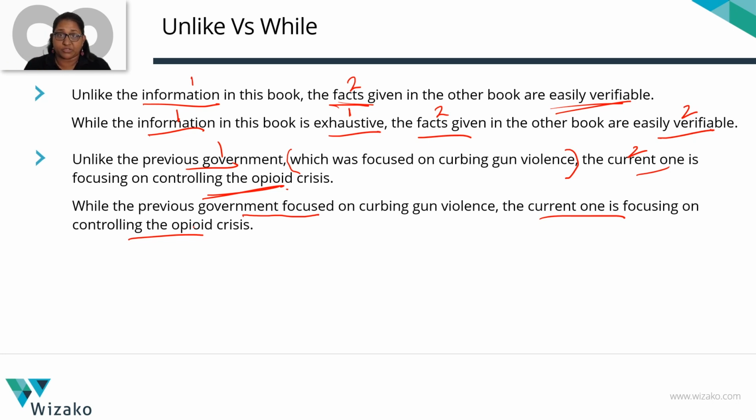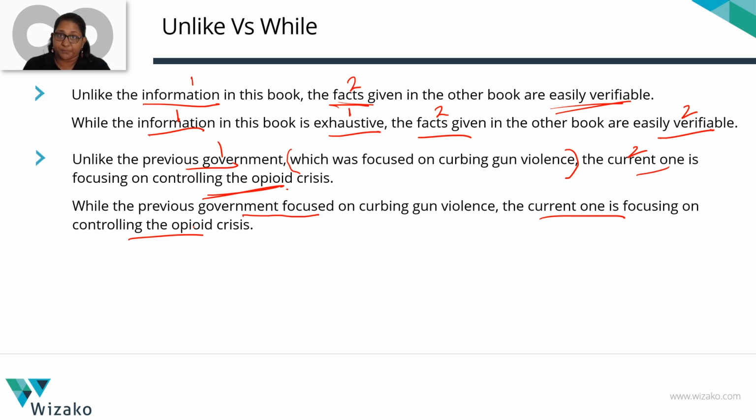So here we've talked about the 2 governments on the basis of 2 different parameters. First one focused on gun violence. Second one focused on the drug crisis. Did the first one focus on controlling drugs? We do not know. Did the second one focus on controlling gun violence? We do not know. So we've talked about them on entirely 2 different bases. It's not a direct comparison at all. It's more of a contrast that you're bringing up between the 2 governments.